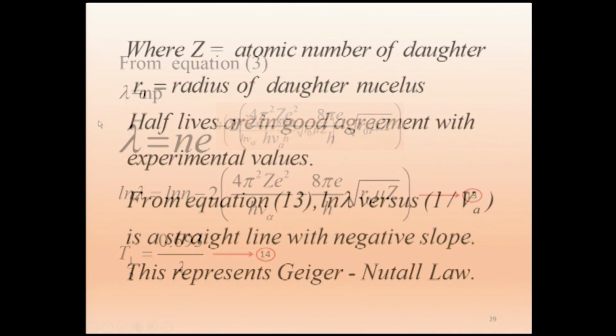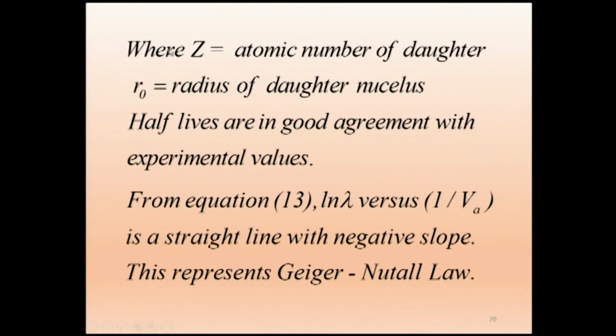And here what you need to remember is this Z is the atomic number of the daughter nucleus, not the parent, and R0 is the radius of the daughter nucleus. Here the half lives calculated from Gamow's theory, the theoretical half lives, are in good agreement with the experimental values.